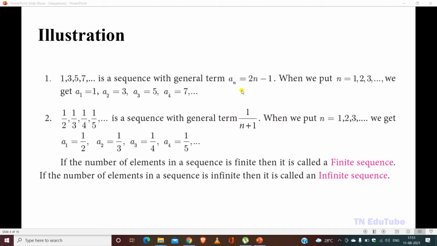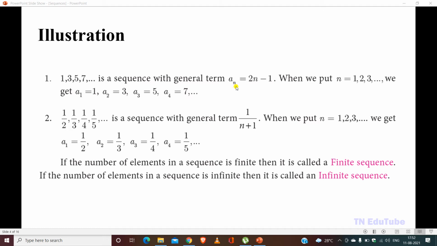So what are the terms you get? First term means you have to put n equal to 1. So you get 2 into 1, 2. 2 minus 1, you get the first term is 1. Then the second term, you have to put n equal to 2. So 2 twos are 4. 4 minus 1, you get 3. So a2 equal to 3.